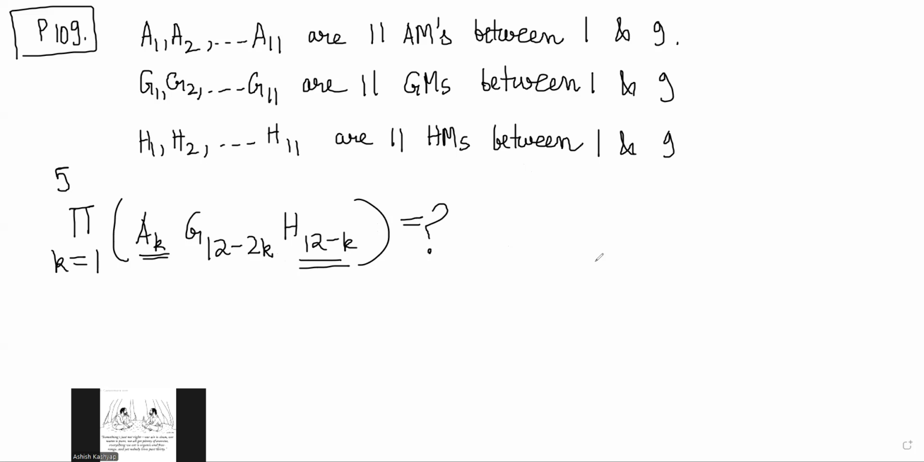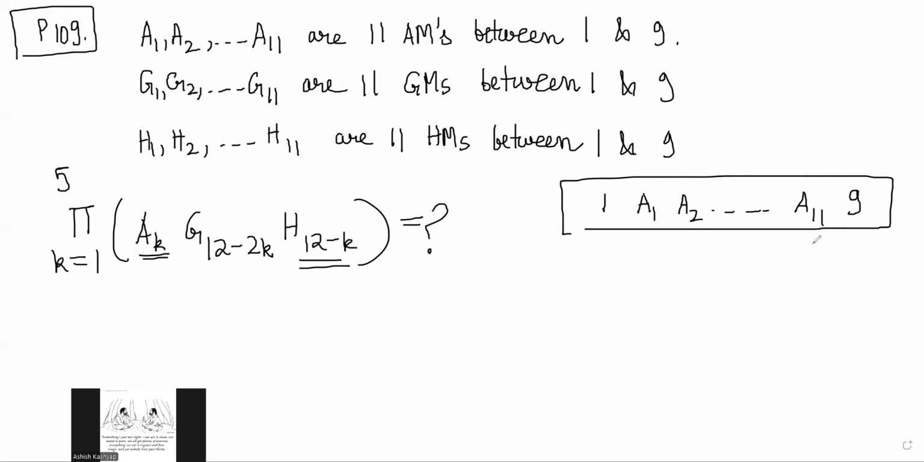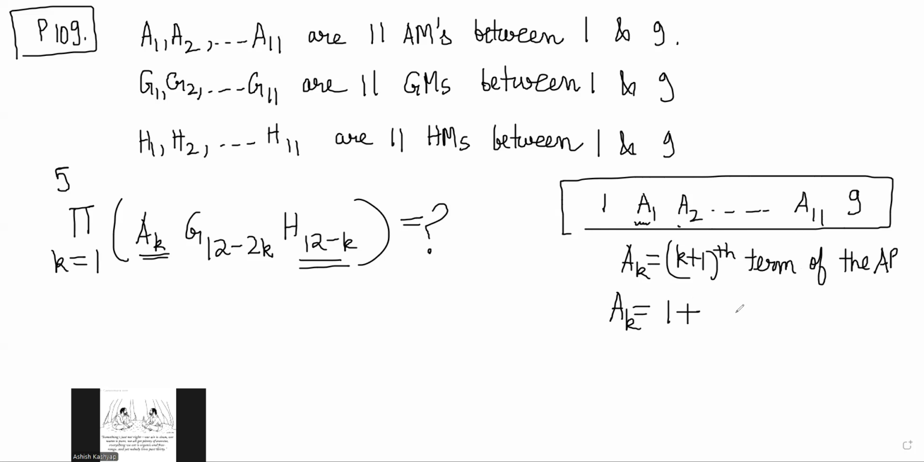So the basic concept here is that if you have 1 and you have inserted 11 AMs, all of these numbers are in AP. These are 13 numbers in AP. So what will be my AK? Think about it. A1 is the second term of this AP. A2 is the third term of this AP. So AK is basically the K plus 1th term of the AP, right? So AK is going to be 1 plus K times D, right?